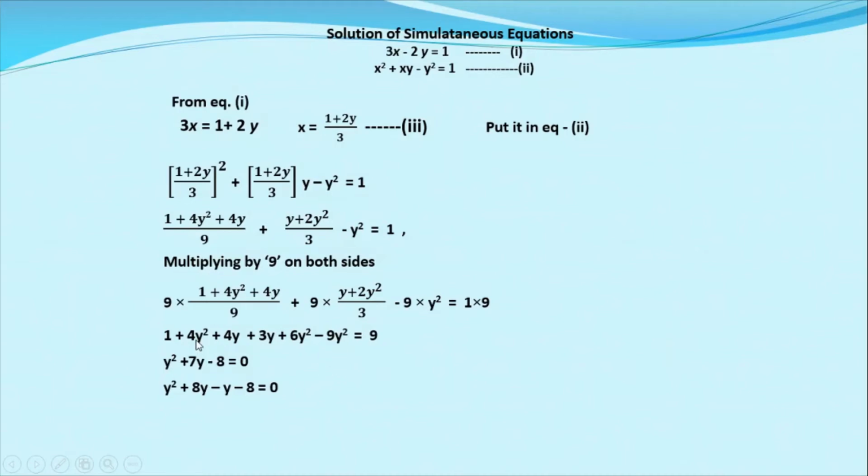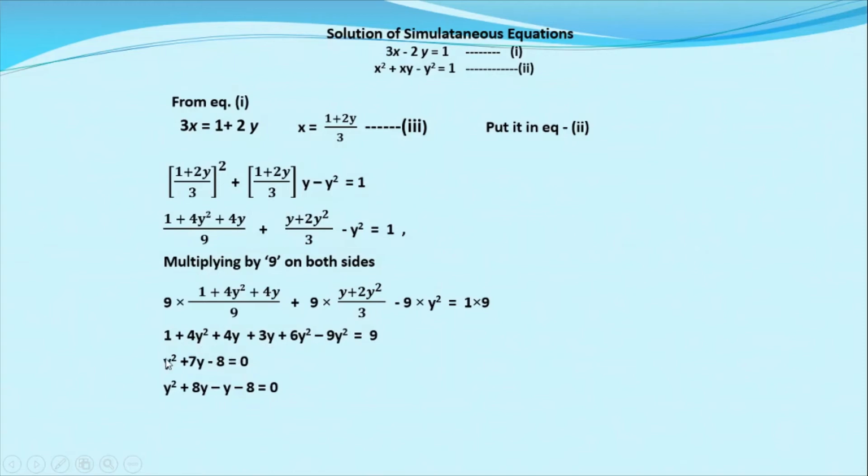4y square plus 6y square, that will become 10y square. 10y square minus 9y square, so the answer will be plus 1y square. So there is no need to write 1 here. Now the variables y, these two terms are like terms, 4y plus 3y, so the answer will be 7y, both are plus 1. And when we take this 9 to the left hand side, it will become minus 1 minus 9, the answer will be minus 8 is equal to 0.